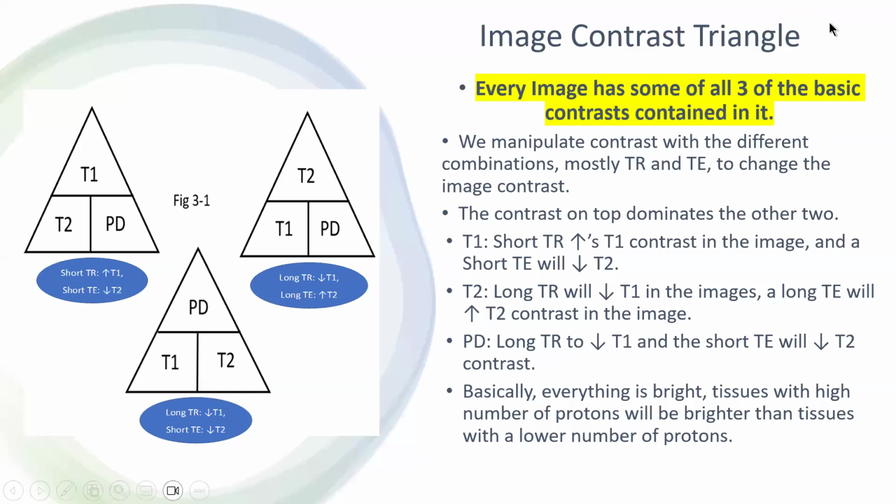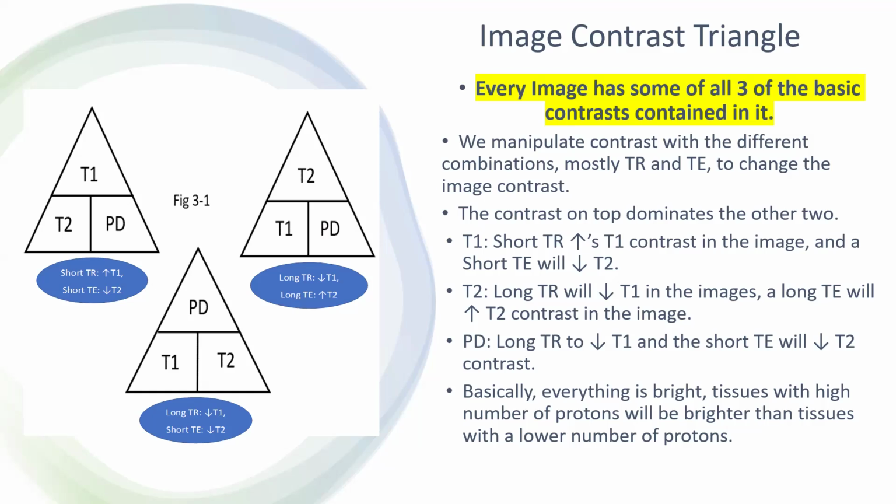So I've got highlighted here, as long as we're talking image contrast and image quality, okay? This is in my book. Most of you guys have probably seen this already. This is the image contrast triangle. So know that every image has some of all three contrasts in it. The basic contrasts: T1, T2, proton density. Every image has some of all three. And what we're going to be doing is using different combinations of TR and TE. I'll start off with those. And those are going to give us our image contrast.